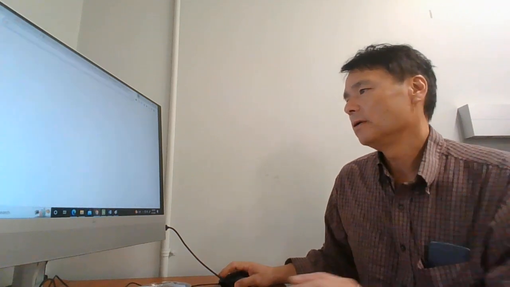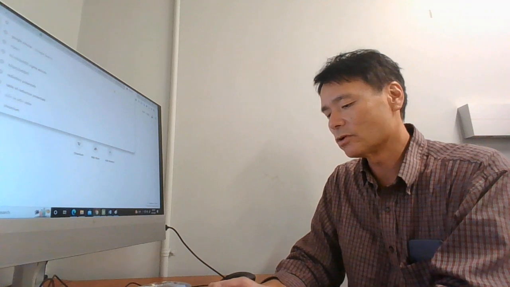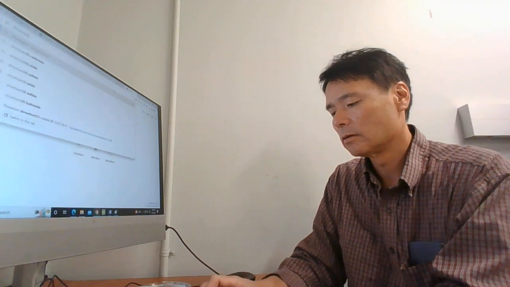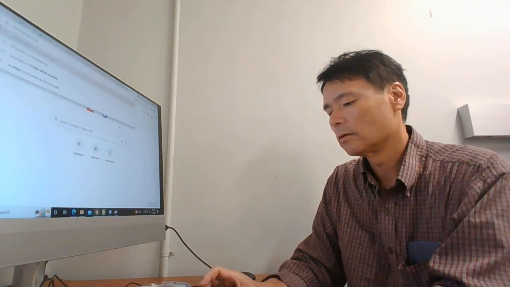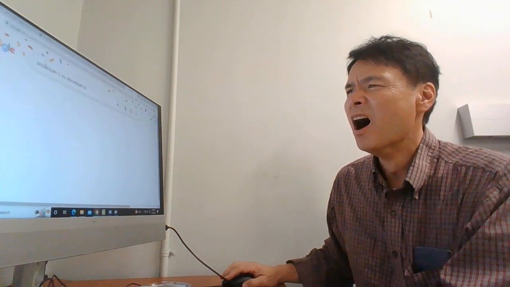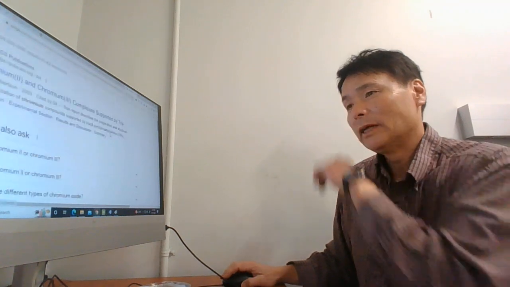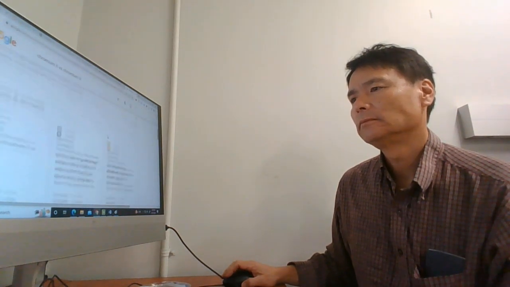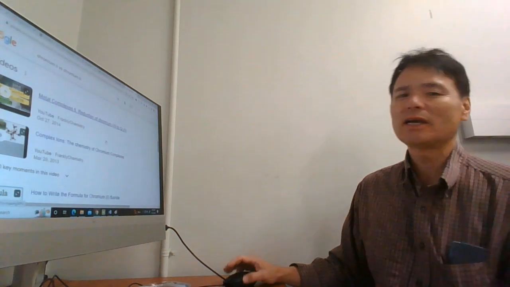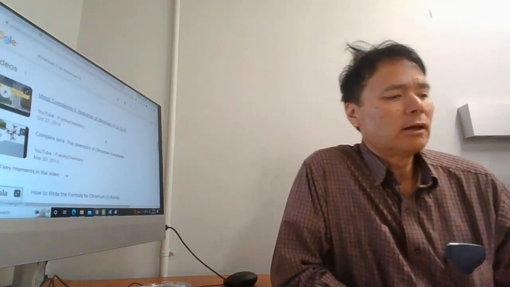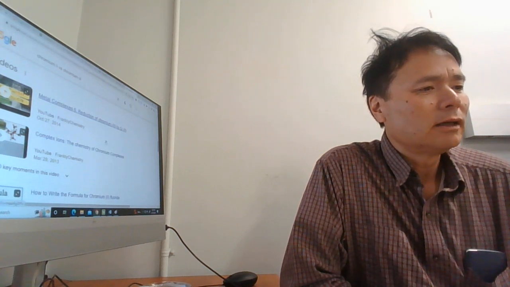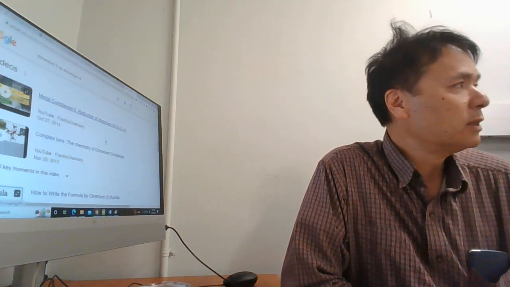We can look it up, chromium-2 versus chromium-3 ion. And when we do that, the data seems to support that chromium-2 is not as stable. The other thing is, we can look at the color. The color of chromium-3 is green. The color of chromium-2 is blue.